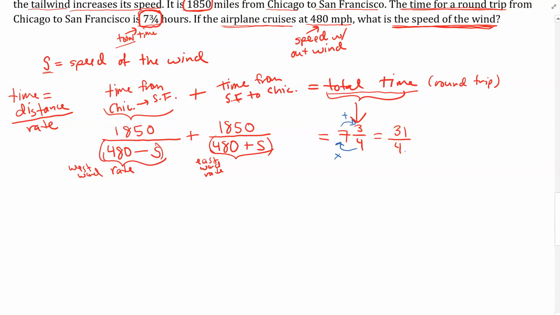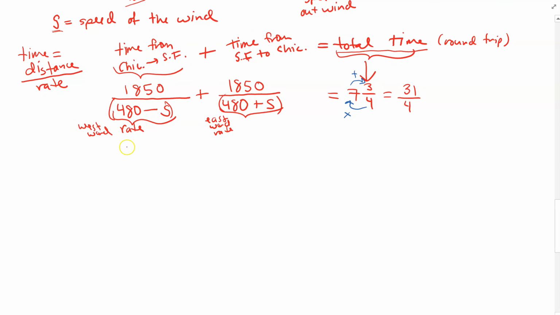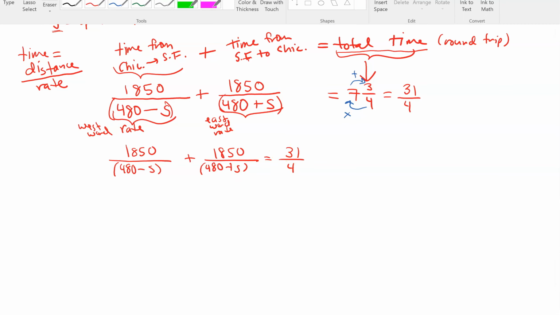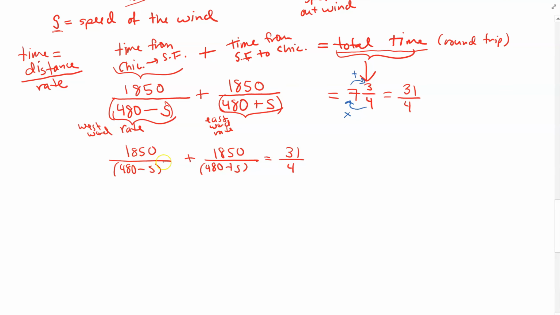Okay, so let me rewrite this. Let me clean this up a little bit. So now I've got 1850 over the binomial 480 minus s plus 1850 over this binomial of 480 plus s is equal to 31 over 4. So I need to solve this equation, and I'm going to use the process we had learned in our Skill 7 video, which is to find a lowest common denominator and then multiply that to everything.